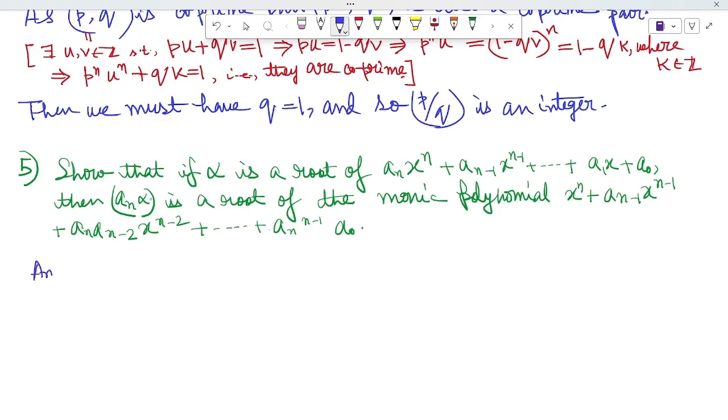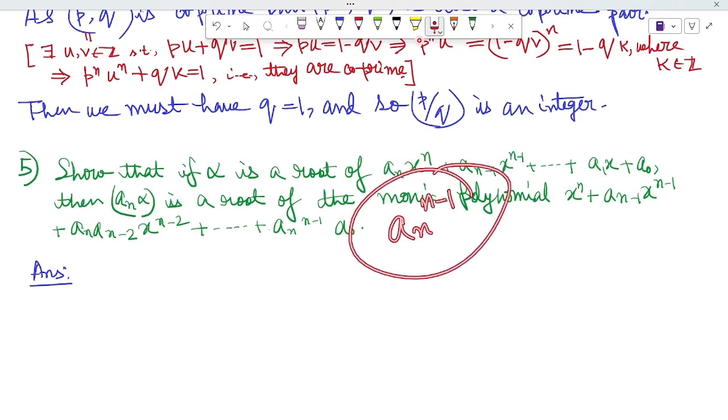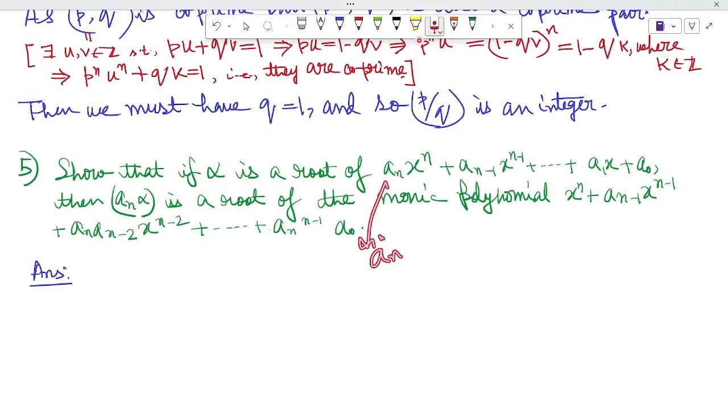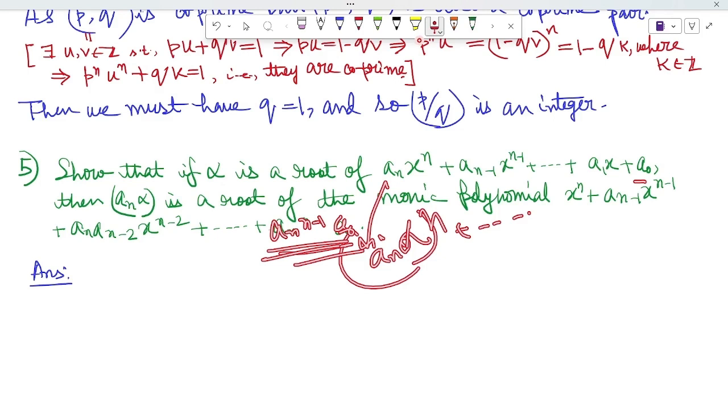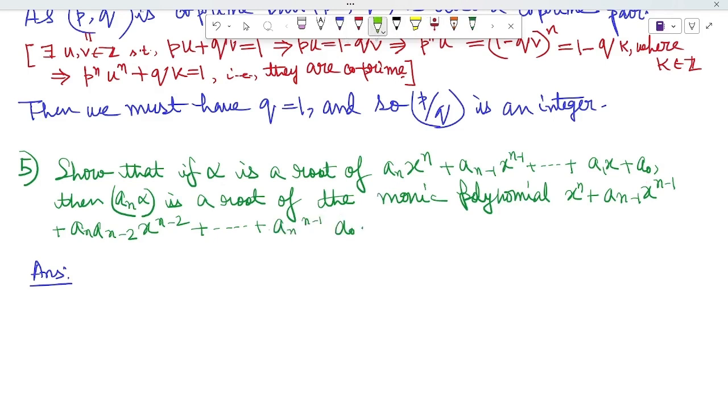The answer is very much in the problem. It is nothing to do with the field theory. Okay, I mean you place alpha here. Multiply both sides by a n to the power n minus 1, I think. Then it will get you a n alpha to the power n plus the constant term will be a n to the power n minus 1 a 0. And you will get it. So it is easy. Clear.